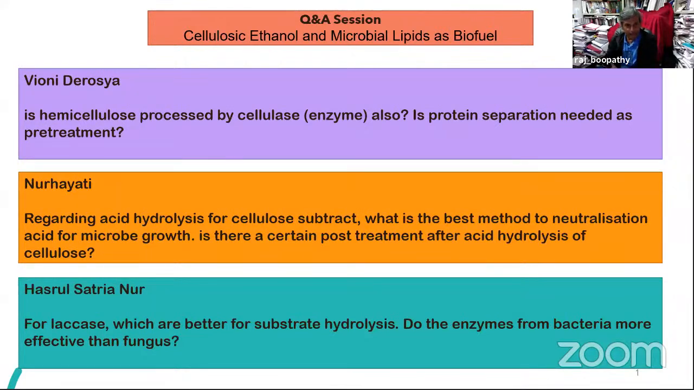Next question regarding acid hydrolysis for cellulose substrate. What is the best method to neutralize acid for microbial growth? Is there a certain post-treatment after acid hydrolysis of cellulose? Yes. After you pre-treat it, you need to do the pH correction for sure. When you use weak acid, it is okay. But when you use strong acid, yes, you need to correct pH. Neutralize for microbial use for sure.